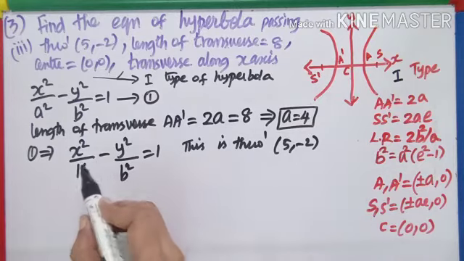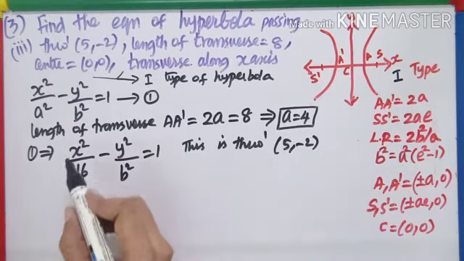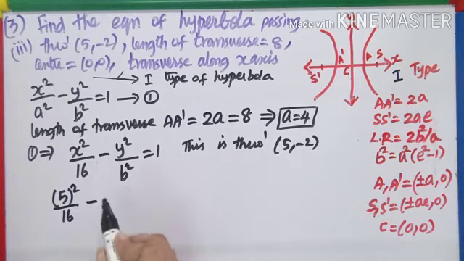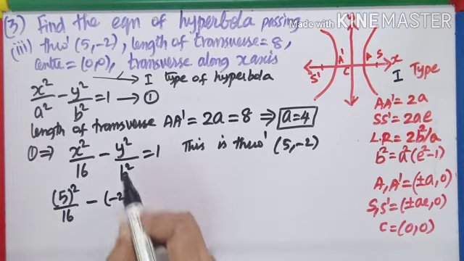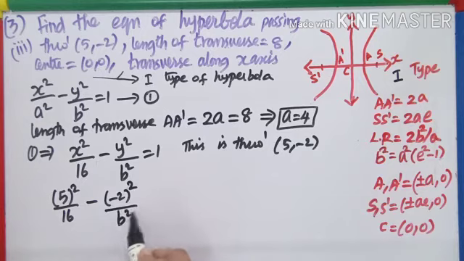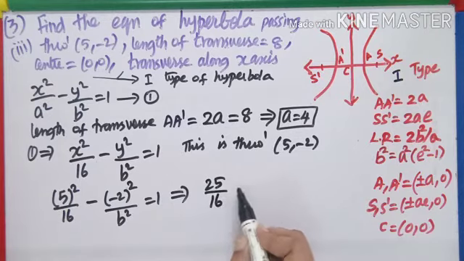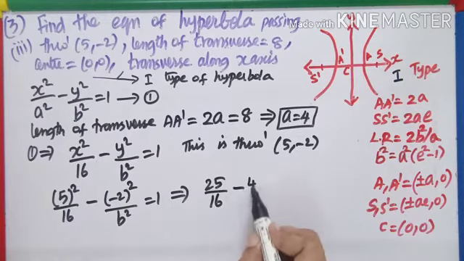It must satisfy the equation. In the place of x, we put 5 square, and in the place of y, I have to put minus 2. So minus 2 square by b square equals 1. This reduces to 25 by 16 minus 4 by b square equals 1.